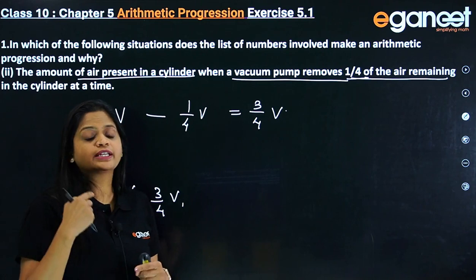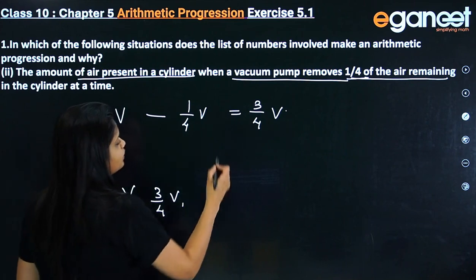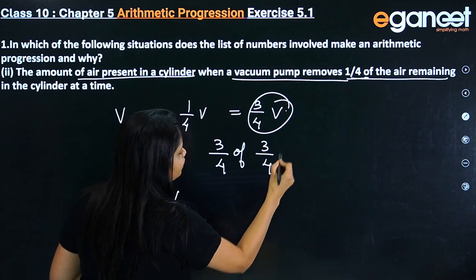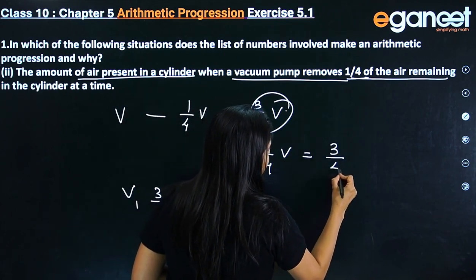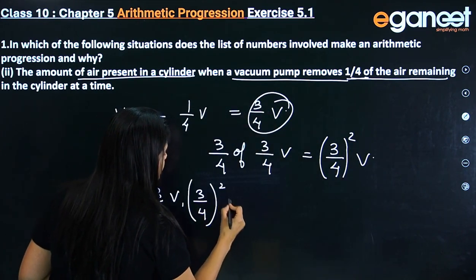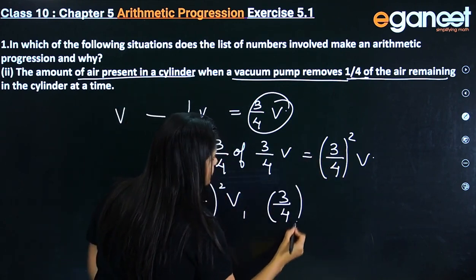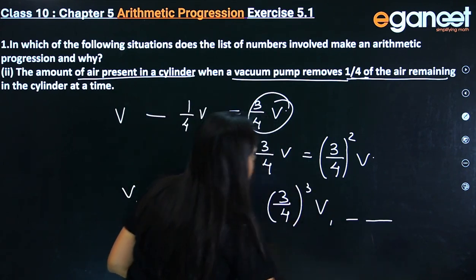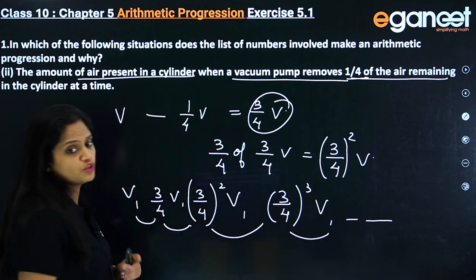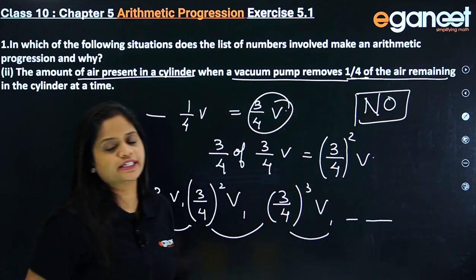Now once more when it removes 1/4 of the air, what remains? 3/4 remains. Now 3/4 of what? 3/4 of this remaining. So I get 3/4 of 3/4 of V, which is nothing but (3/4) whole squared of V. Next will be 3/4 of this remaining amount, so it will become cube. And clearly we see that this is not forming an AP because the consecutive difference of the terms is not the same, and hence we can conclude that the given situation does not represent an AP.